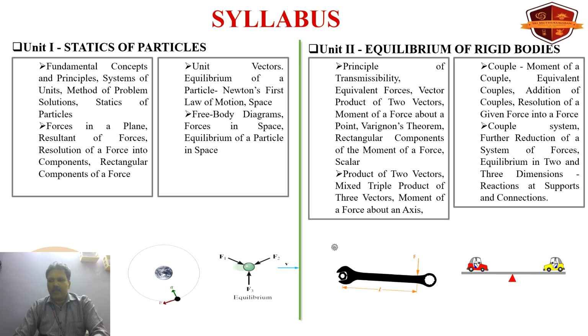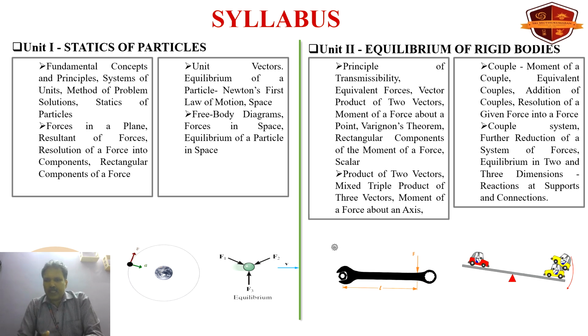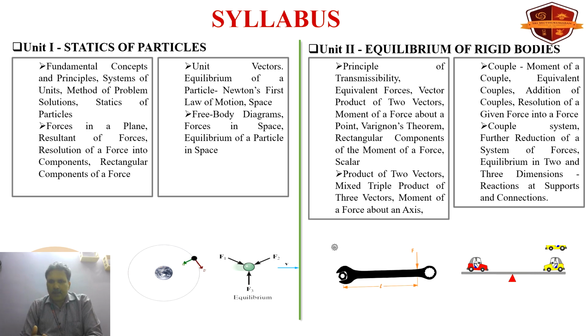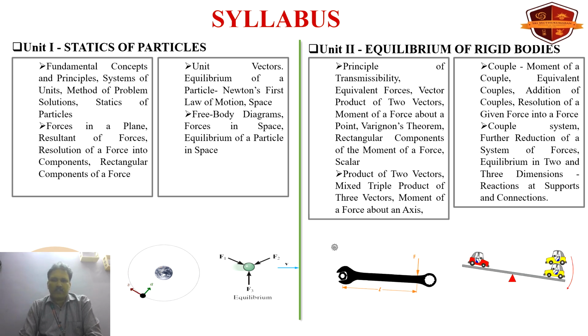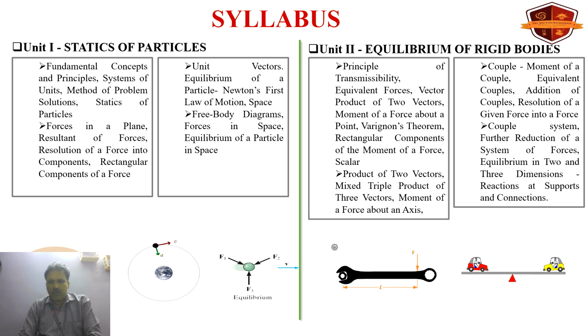And Unit 2 is the equilibrium of rigid bodies. In that we can study how we can resolve the forces into a couple or moment by Varignon's theorem, one of the new theorems introduced in this unit, as well as the reactions of supports and connections. The students will study how the support reactions act over the beam and in various structural analyses, so the students must study this while doing civil work or design work, to know why the reaction is acting at the end as well as at the support.